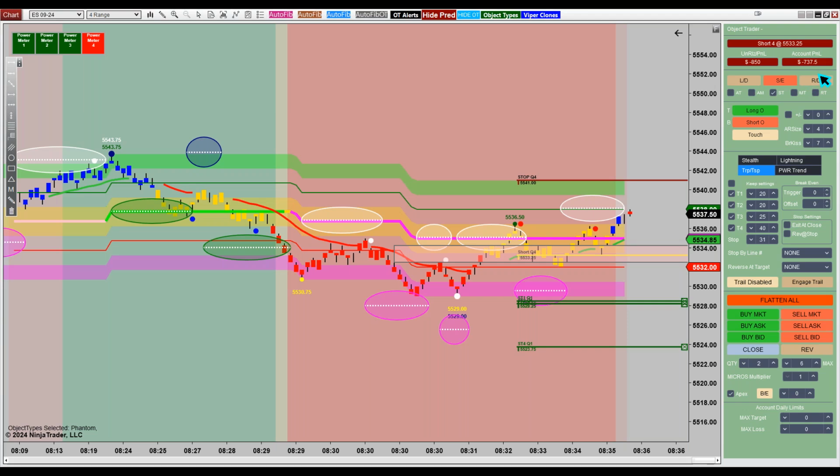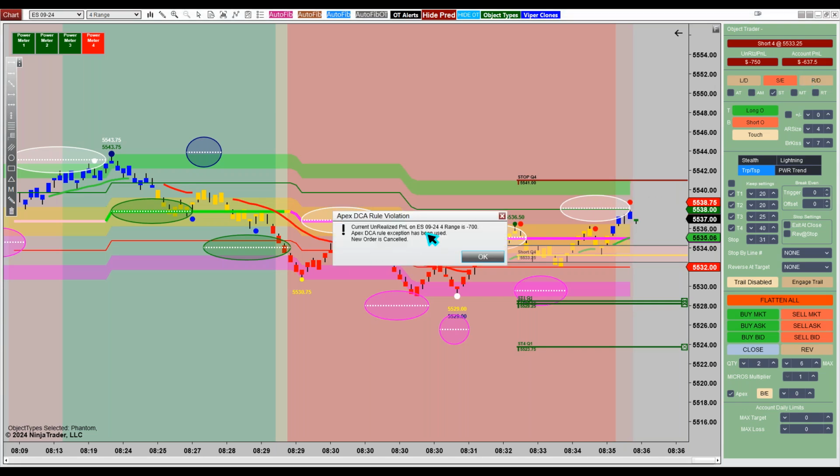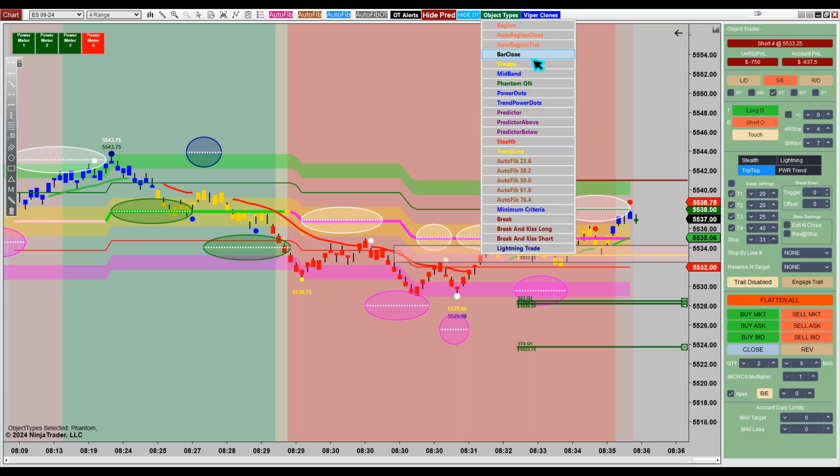Now, if you were to do this and you were down like this, see, I'm going totally against the direction of this right now. See how I'm negative? And this is telling me you can't do this. Dollar cost averaging rule exception has been used, that new order's canceled. So if I just keep trying to turn this on, I can't trade because it's not in profit yet. Now, if it does go in profit, let's turn on the region again, then we would be able to.